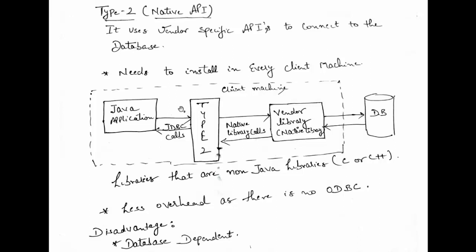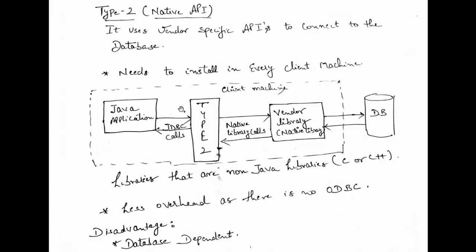So with two levels the processing time increases, and the structure becomes more complex, which is not suitable. The type 1 driver is very slow as compared to the type 2 driver. In this type 2 driver only a single level of call exchange is there, with no ODBC concept. The sole responsibility lies with the database vendor to provide vendor specific libraries that communicate directly with the database.